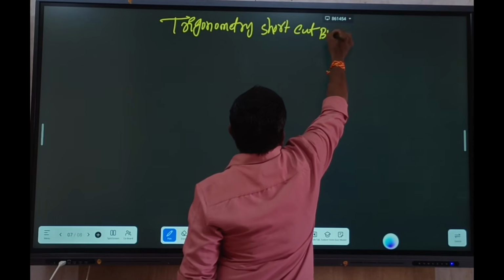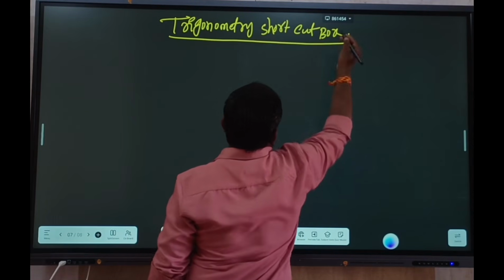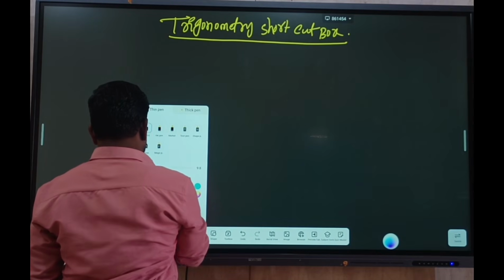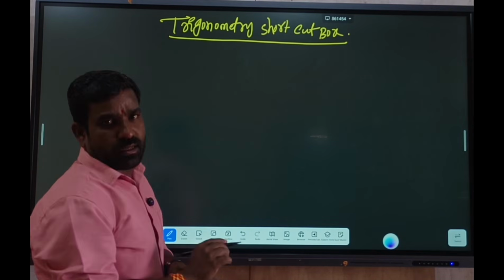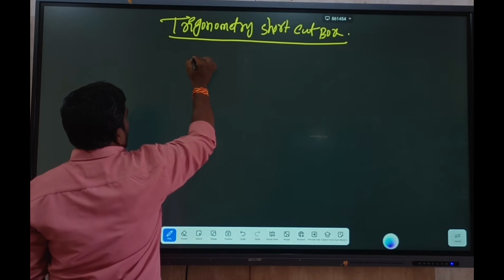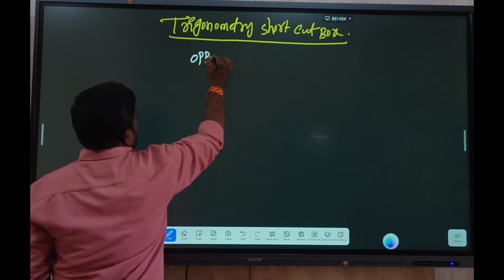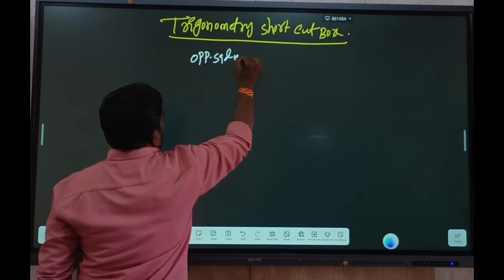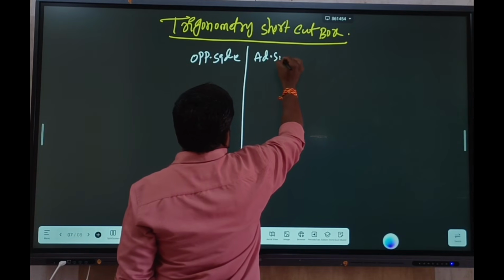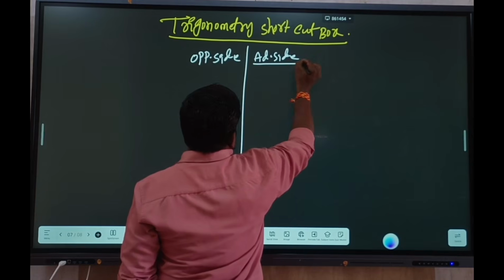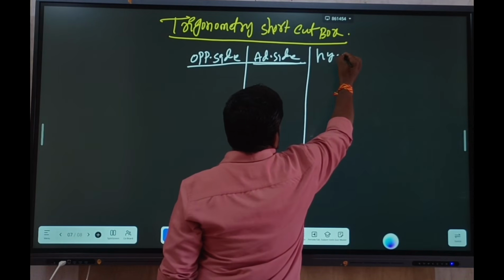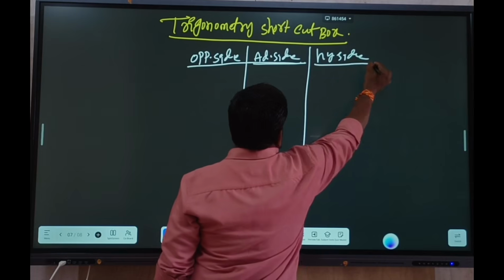Okay, very important. Trigonometry shortcut box. Most important. Look here, the trigonometry shortcut box. Now I am using the simple method. For example, I am taking the opposite side, OPP. The remaining one is the adjacent side. The remaining one is the hypotenuse side. HY means hypotenuse side.